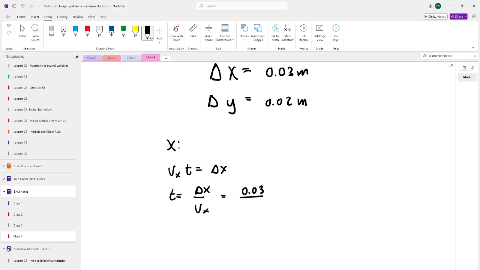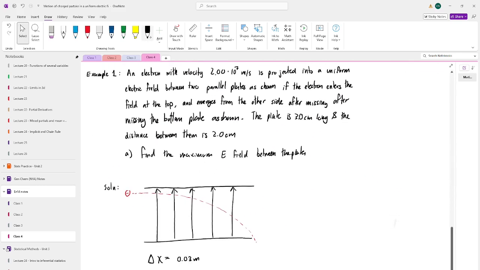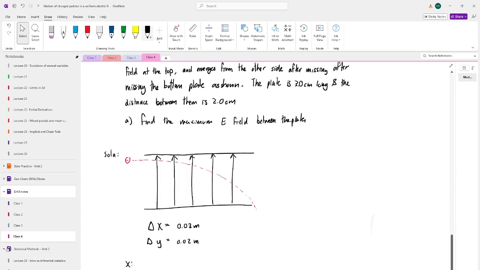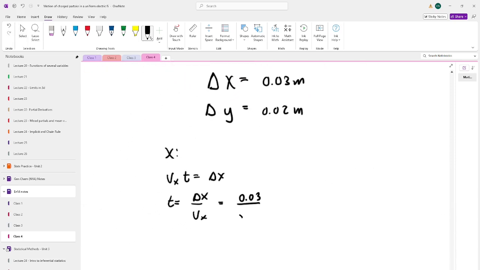So 0.03 is how far we traveled in the x direction. V of x is given in the question, which is 2.00 times 10 to the 7 meters per second. So we can calculate this. So it gives us 1.5 times 10 to the minus 9 seconds.